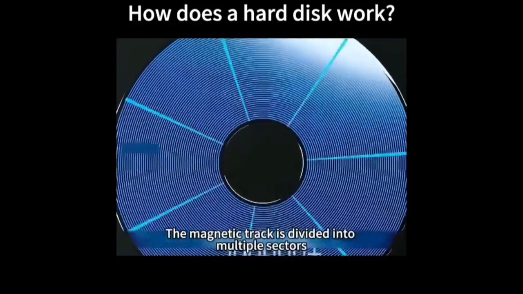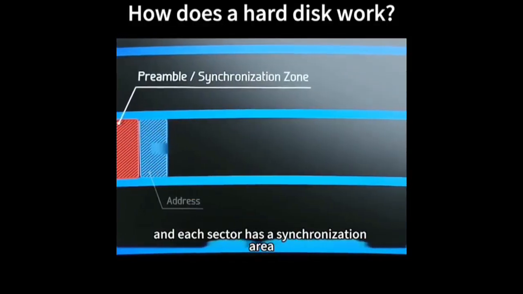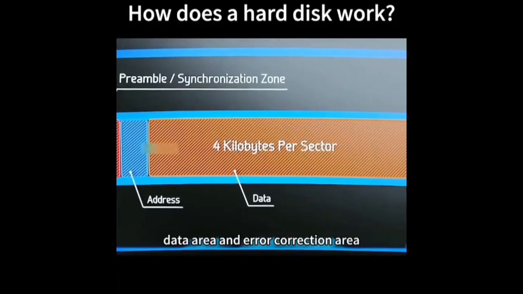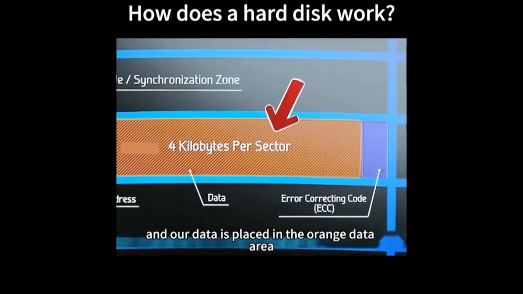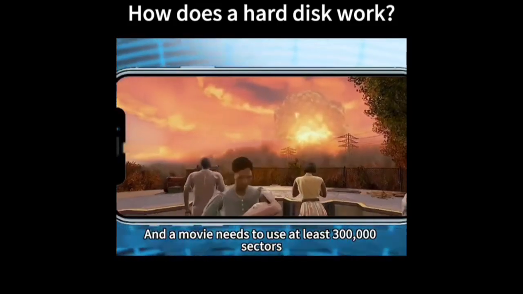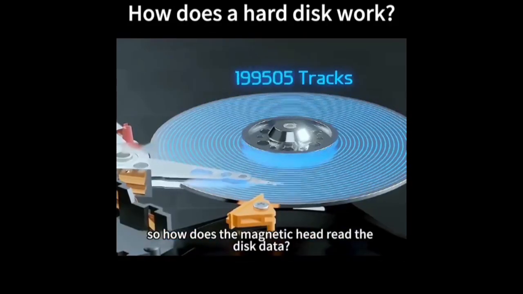The magnetic track is divided into multiple sectors, and each sector has a synchronization area, address area, data area and error correction area, and our data is placed in the orange data area. And a movie needs to use at least 300,000 sectors, so how does the magnetic head read the disk data?